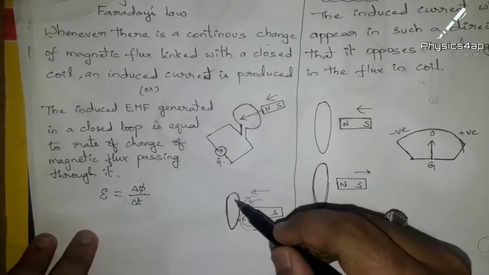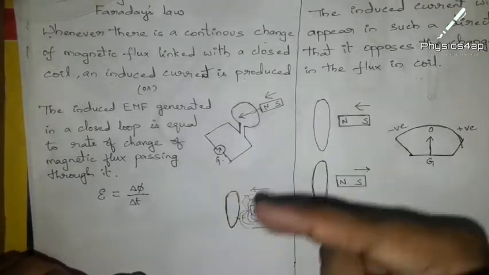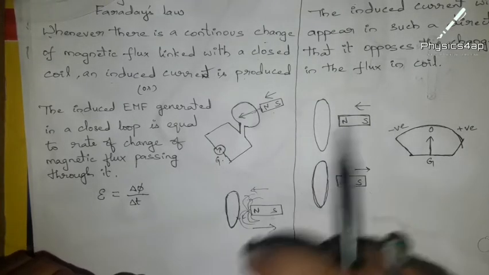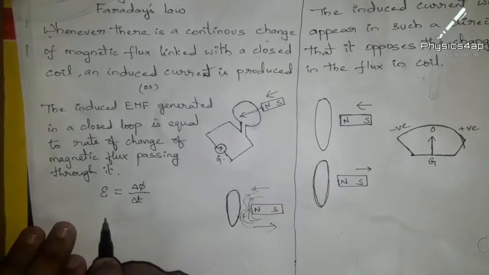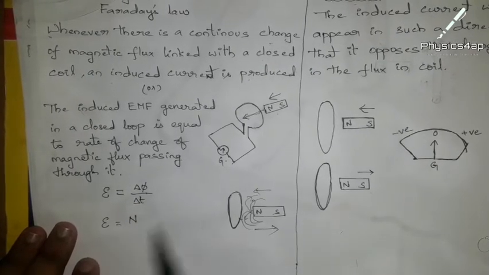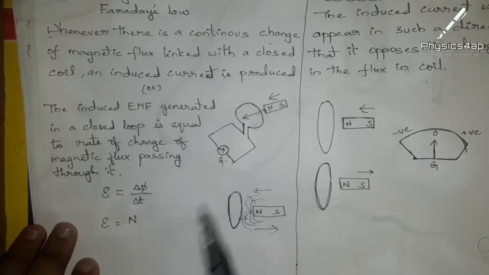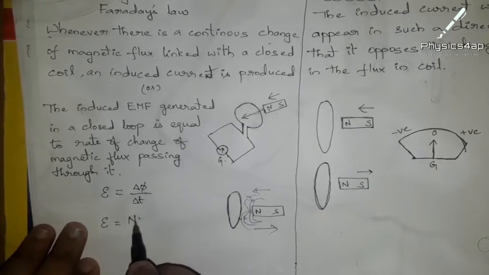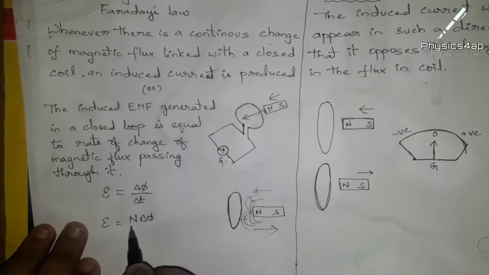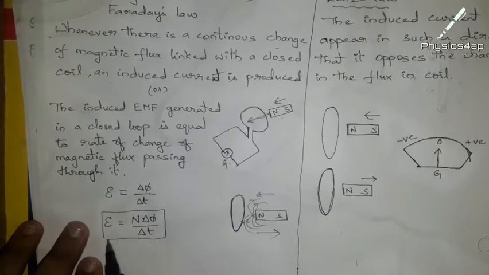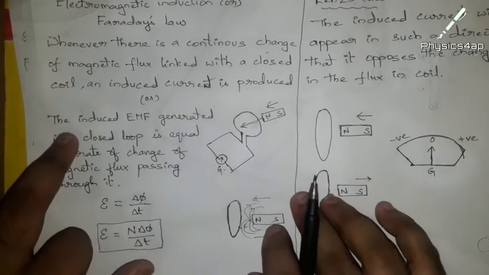This is for one turn, that is, for one rotation of a coil. But if we take more turns of the coil, then we write the formula as E equals N delta phi by delta t, where capital N is the number of turns, whether it is 1 turn, 50 turns or 100 turns. This is the mathematical notation for Faraday's law.